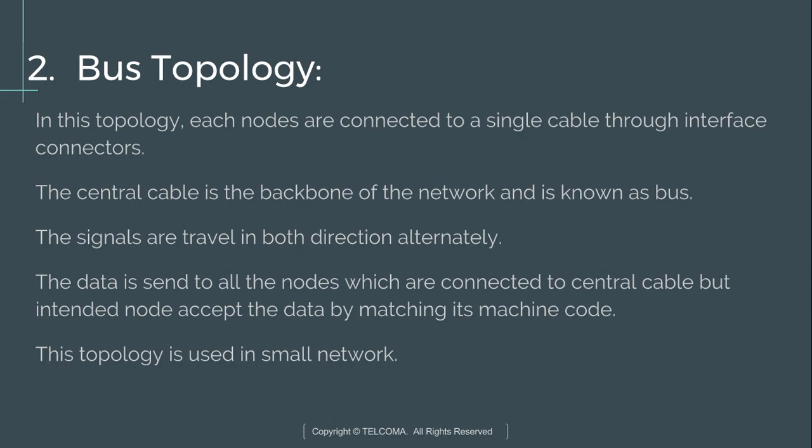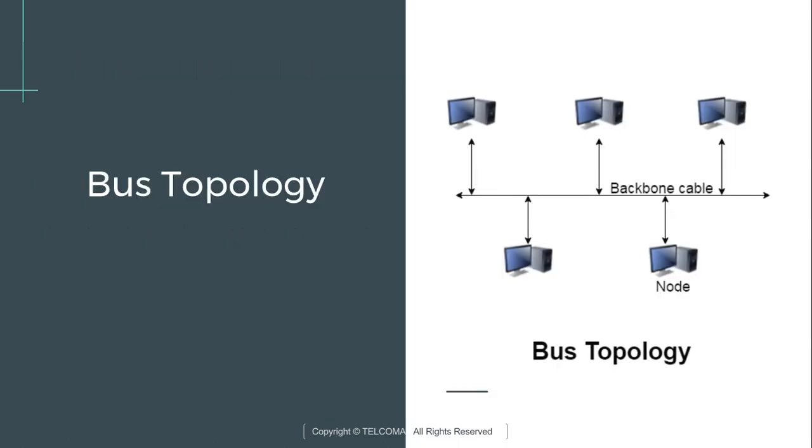The data is sent to all the nodes connected to the central cable, but the intended node accepts the data by matching its machine code, or the MAC address. So this topology is used in small networks where there are fewer devices. This is the bus topology. The central cable is the backbone cable and the devices are connected to it by interface connectors.